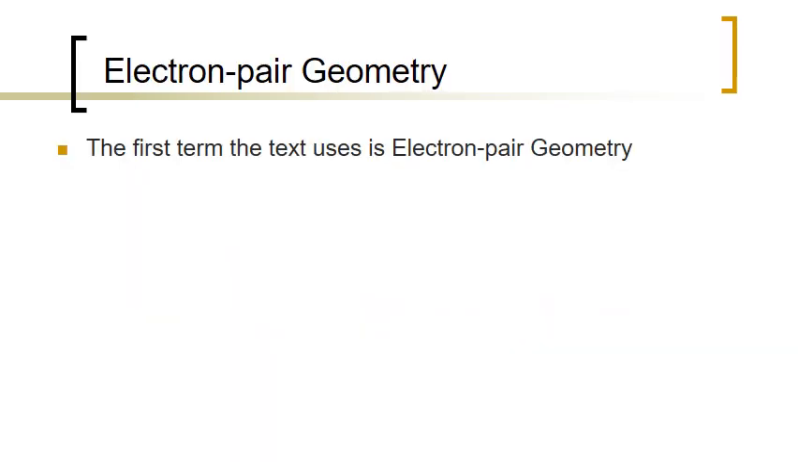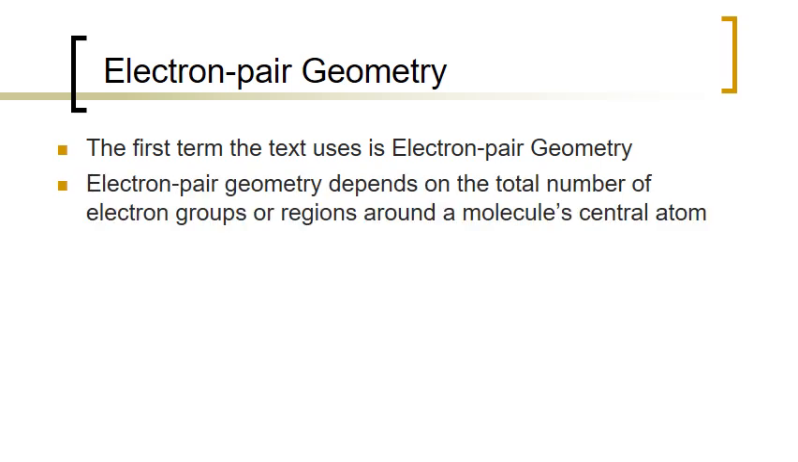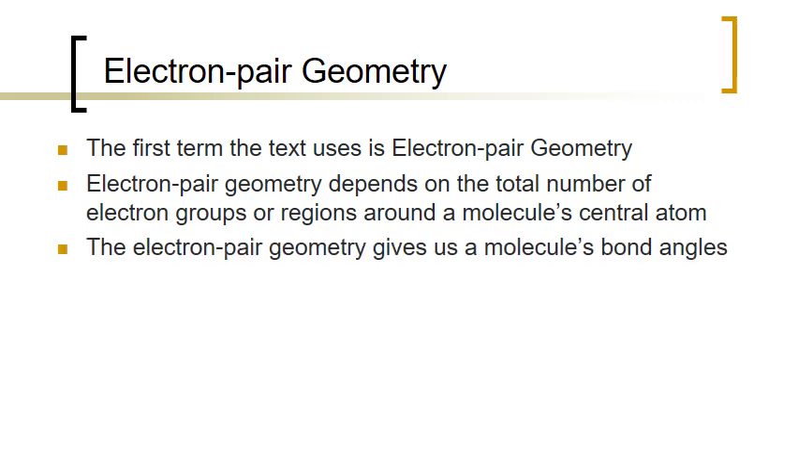So this term, electron pair geometry, used by the text, depends on the total number of electron groups around a molecule's central atom, and we'll explain what that means. The electron pair geometry gives us the bond angles.